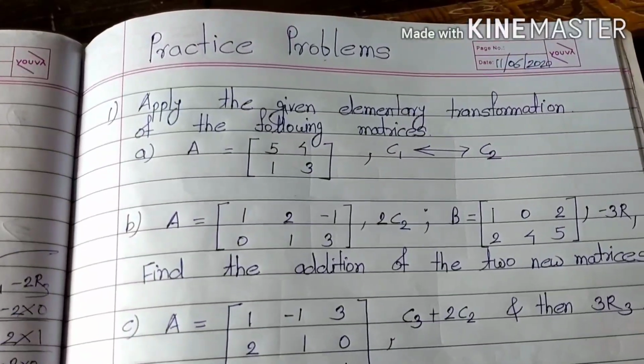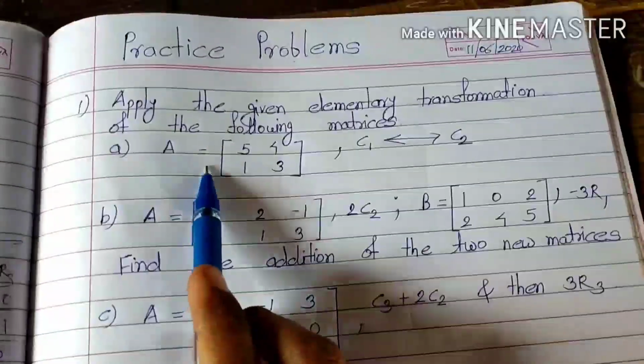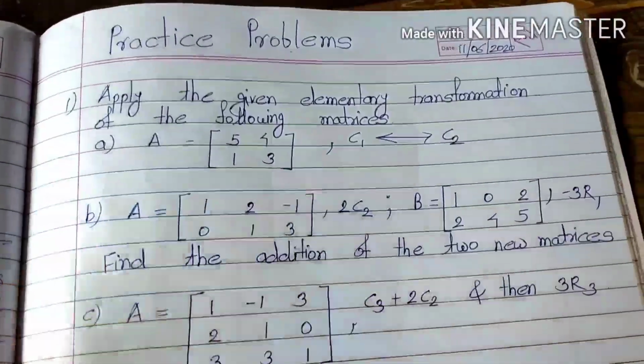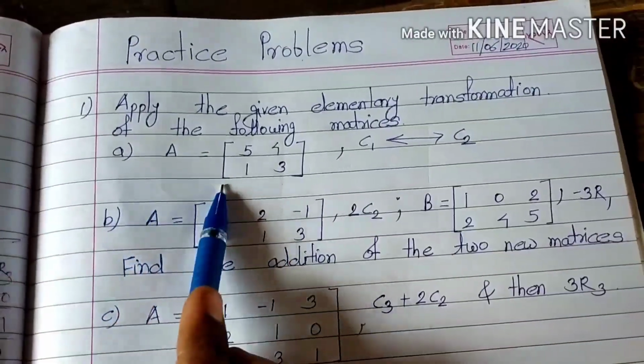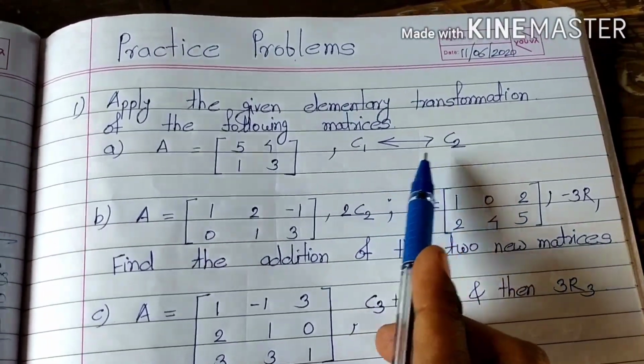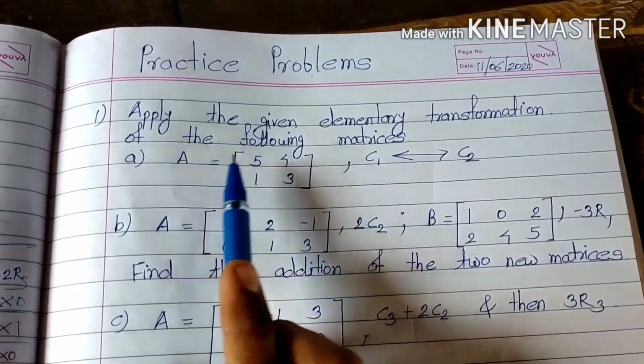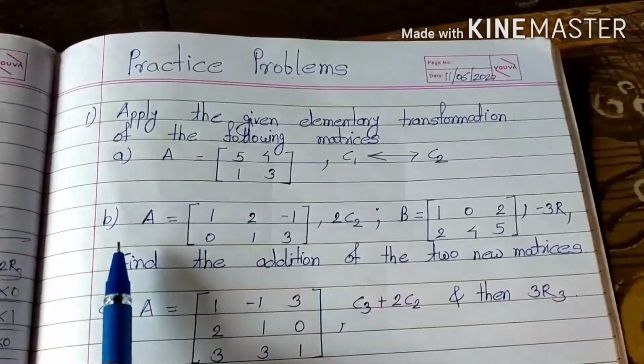Now there are some practice problems for you. You have to solve them. First, apply the given elementary transformation to the following matrices. A is equal to 5 4 1 3 and the operation is C1 changes to C2. So you have to only change C1 to C2 and C2 to C1 and you get your answer.